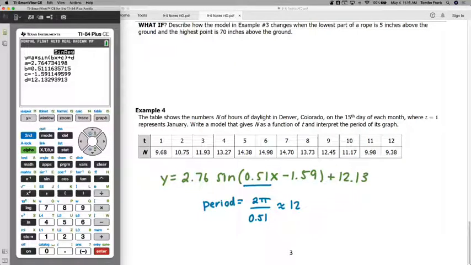This makes sense because we're talking about the number of hours of daylight every month. There are 12 months in a year, and we would expect after 12 months for the cycle to start repeating. We should have roughly the same amount of daylight in June of 2019 as we have in June of 2020. Okay, so that is how we can apply the writing of equations in real life.